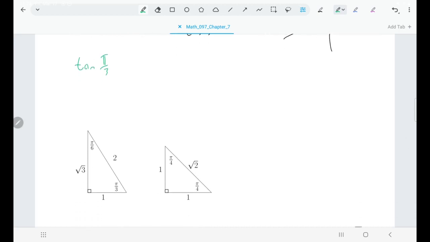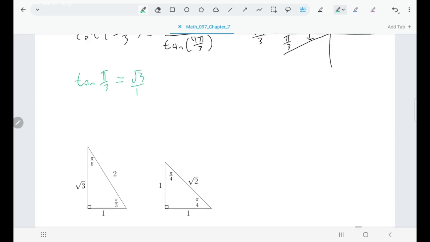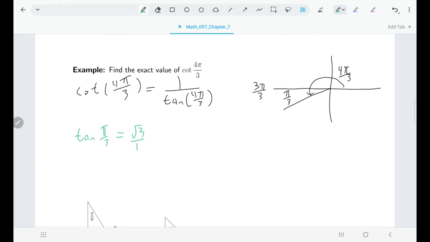Okay, so special triangles. Looking at pi over 3, tangent is opposite over adjacent, and for pi over 3, the opposite side is root 3, and the adjacent side is 1, so root 3 over 1. And the next part, of course, is our quadrants, and the angle that we're looking at happens to be in quadrant 3, and in quadrant 3, that's where tangent happens to be positive, so we actually also know that tangent of 4 pi over 3 should also be positive root 3 over 1.